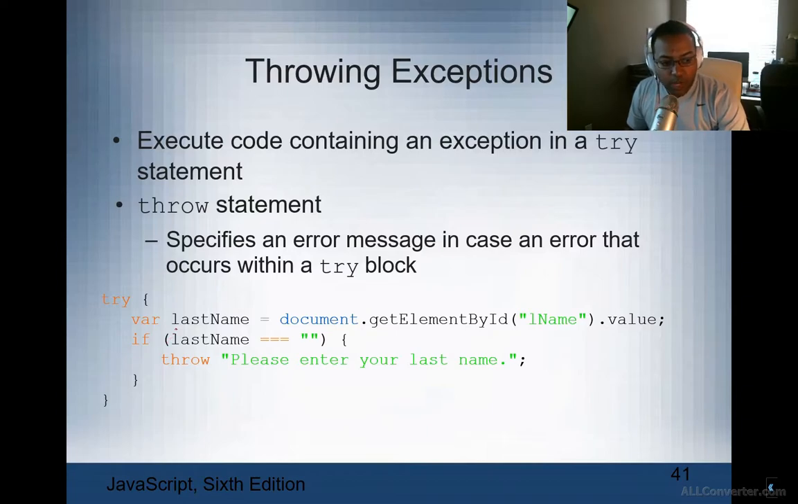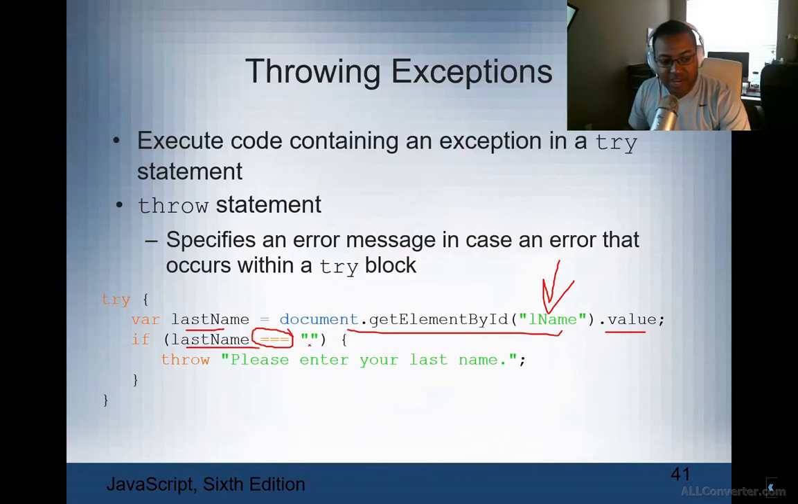So in this case, we have a try, and var lastName equals document.getElementById, where the ID of the element is lname. We want the value. If lastName, remember this is strict equality, meaning it has to be the same data type and the same value, is equal to an empty string, and not null, I apologize, null and empty string are two different things, I want you to throw an error: please enter your last name.